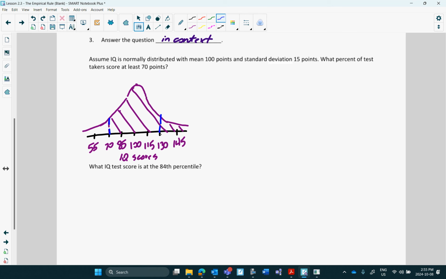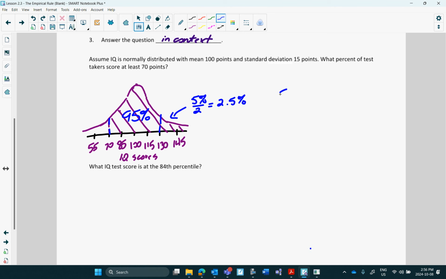How much is this area? 95%. How much of the remaining data do these two make up? If this is all 95% in here, what percent of the data do these two make up? 5%. And half of them? 2.5%. So this would be 5% divided by 2, which is 2.5%.